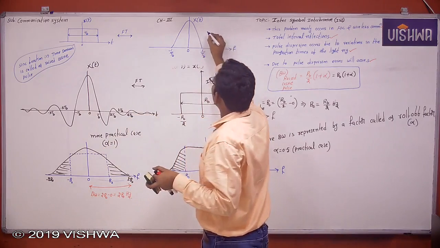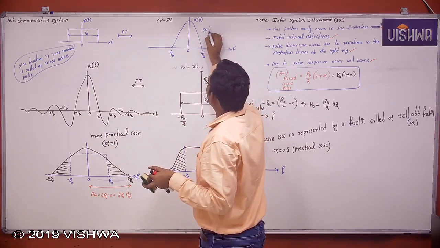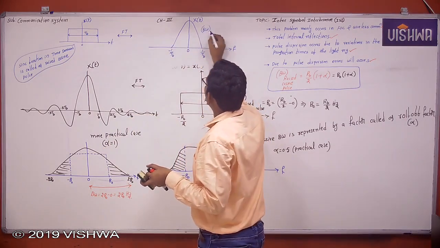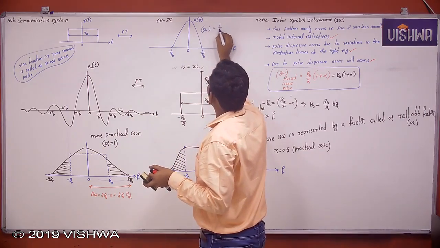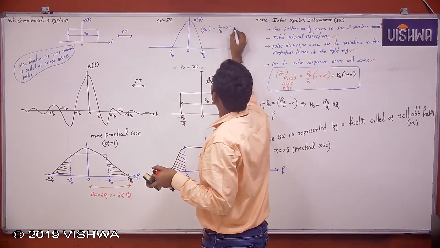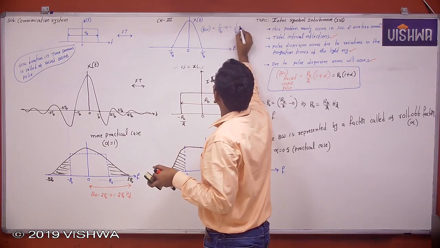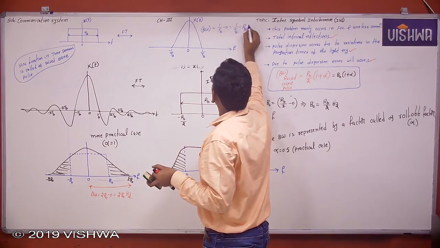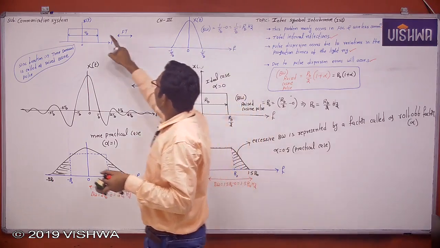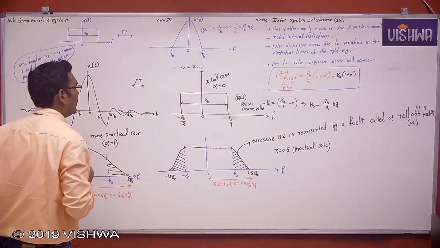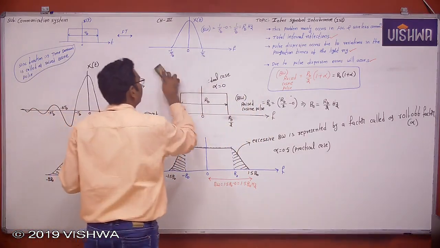Now this is the bandwidth of the rectangular pulse. The bandwidth of the rectangular pulse is equal to 1 by TB minus 0, which is equal to 1 by TB, which is equal to RB. This is the bandwidth of the rectangular pulses. Okay. Now you just see here.